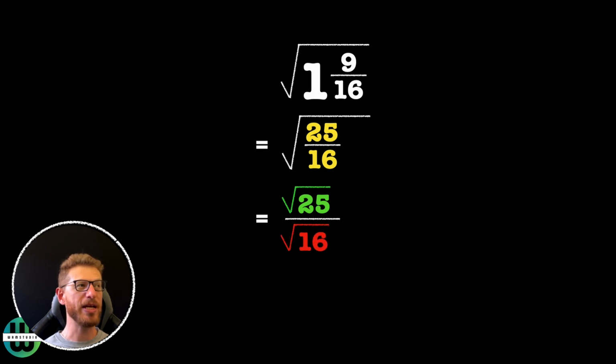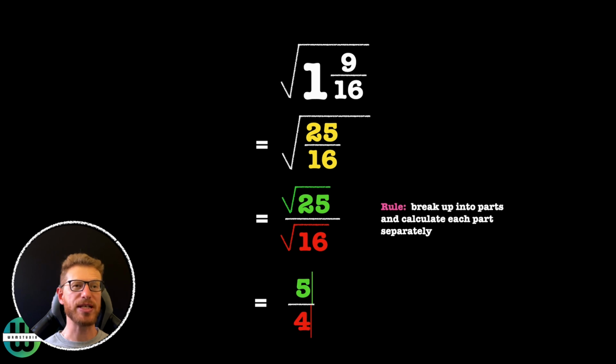Because remember, when we have those roots, we need to first break up the parts and then calculate each part separately. So the square root of 25 is 5, and the square root of 16 is 4. So my final answer is 5 over 4, which is still an improper or a false fraction. Best to leave it like this, but if you are required to convert it back to a mixed number, then use those methods in order to convert this number to 1 1/4.